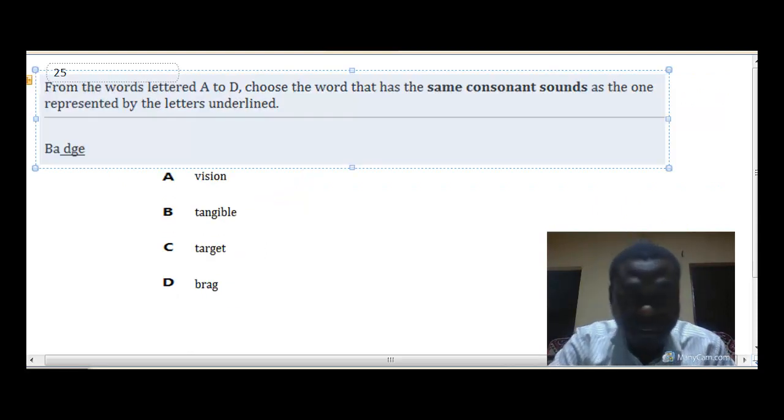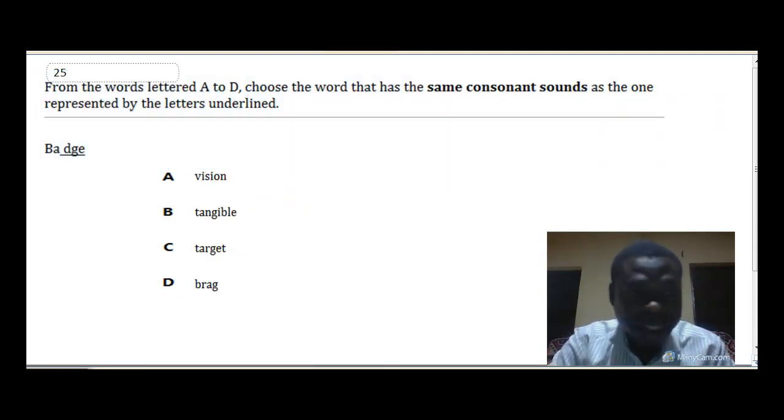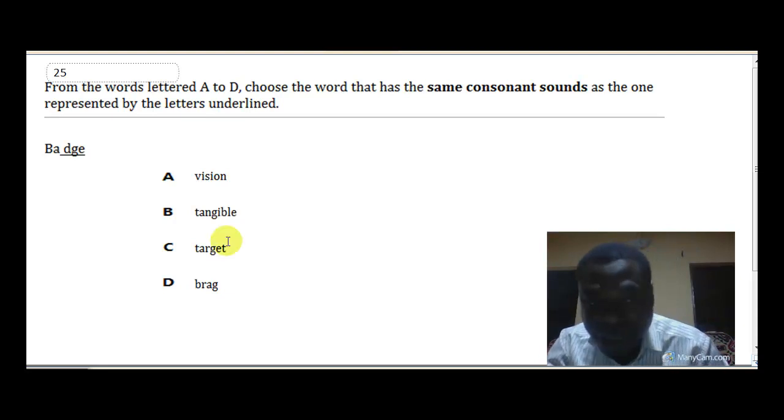Question 25. Badge. The sound j is underlined in that word. Okay, let's run through the options. Option A, vision. Option B, tangible. Option C, target. Option D, brag. So which of them has j? Clearly it is option B, tangible. So option B will be our answer here.